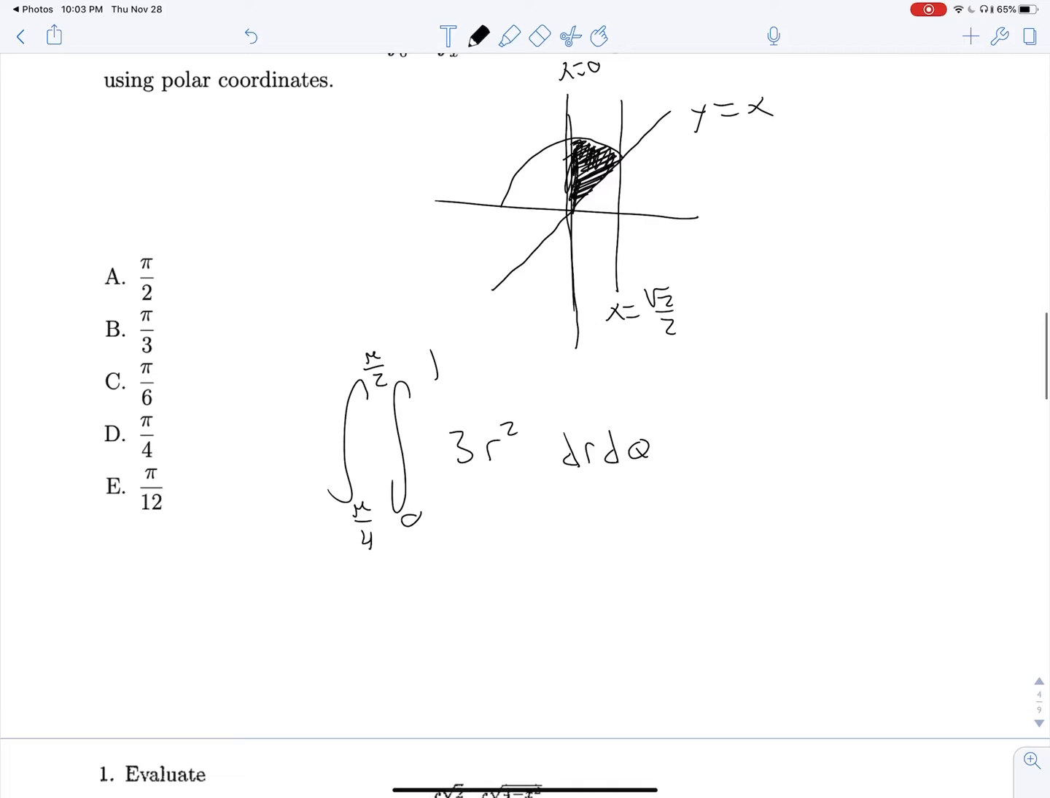Okay, so integrating r cubed on 0 to 1 is just going to give us 1. So we can get rid of all this. And we're doing this sad looking integral here, which is just going to give us pi over 4.